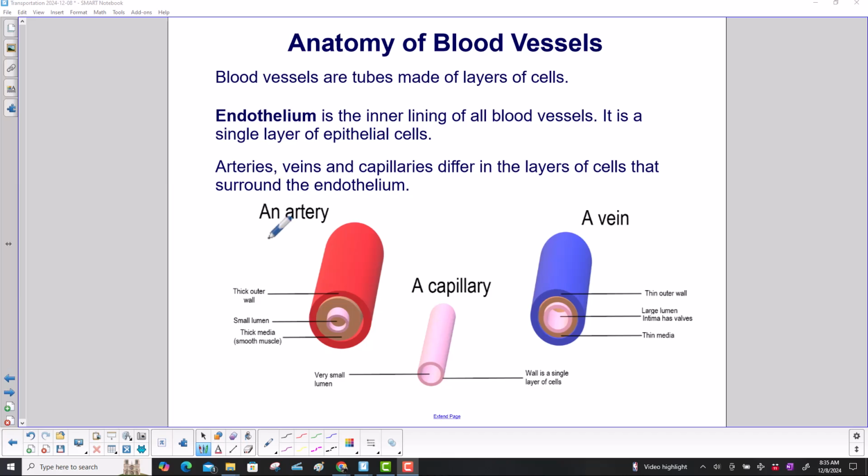So on our left side here, we have an artery: a thick outer wall, a small lumen, and a thick media of smooth muscle. A vein has a thin outer wall, a large lumen, an intima with valves, and a thin media. And then finally the capillary, a very small lumen, and the wall is a single layer of cells.